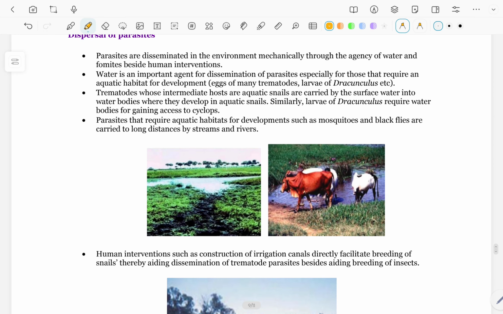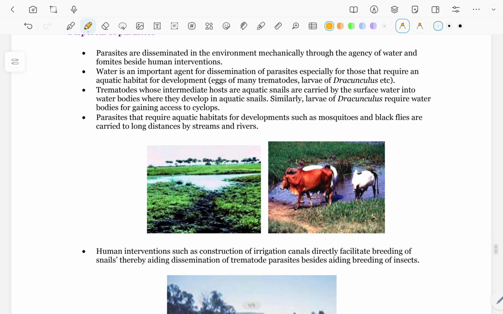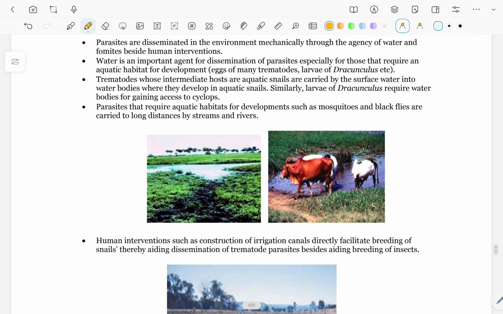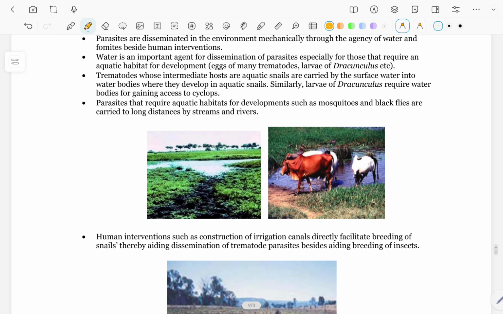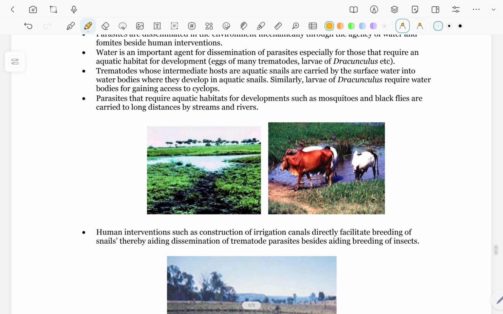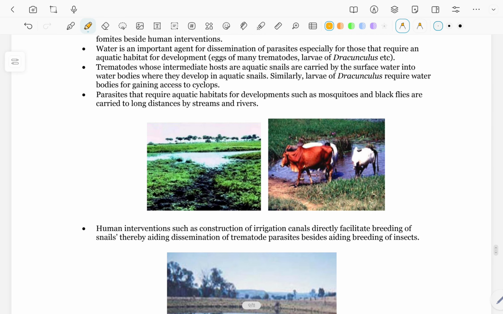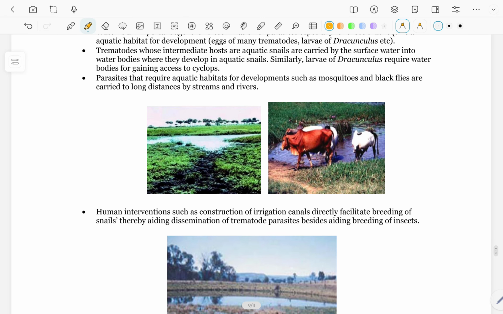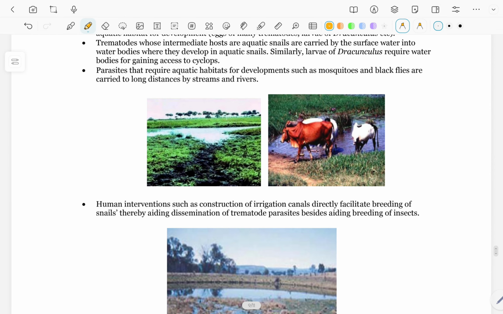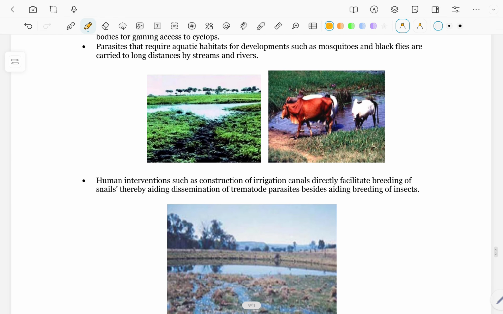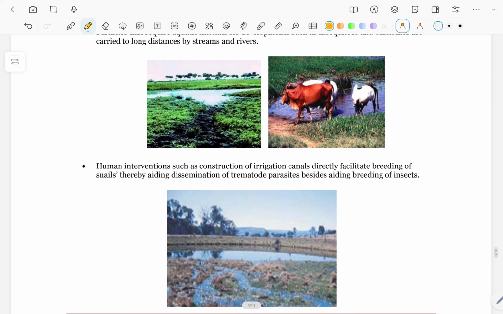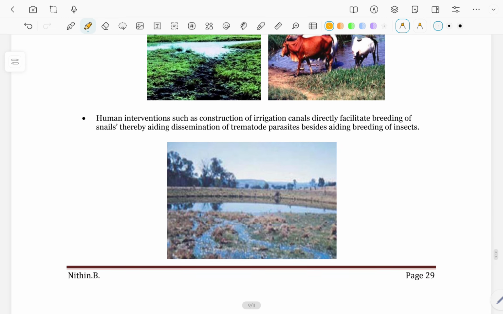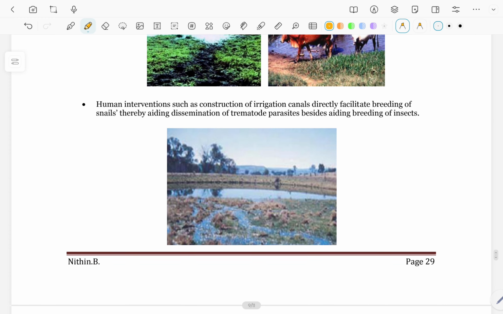Trematodes whose intermediate hosts are aquatic snails are carried by the surface water into water bodies where they develop in aquatic snails. Similarly, larvae of Dracunculus require water bodies for gaining access to cyclops. Parasites that require aquatic habitats for development, such as mosquito and black fly, are carried long distances by streams and rivers. Human interventions such as construction of irrigation canals directly facilitate breeding of snails, thereby aiding dissemination of trematode parasites.